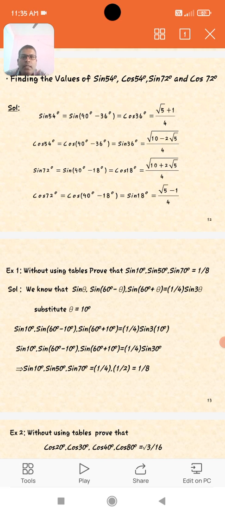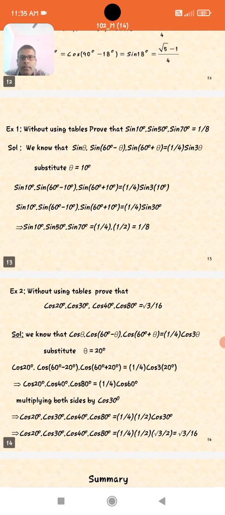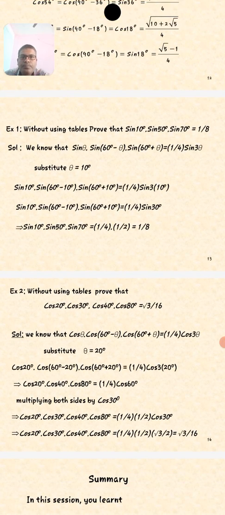Sin 72 degrees, that is also equal to cos 18 degrees. Square root of 10 plus 2 root 5 by 4. Cos 72 degrees is equal to sin 18 degrees. That is equal to root 5 minus 1 by 4. Okay. Are you clear? Now we see the problems.